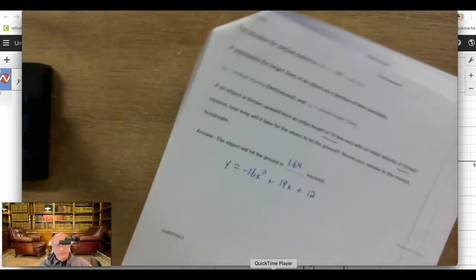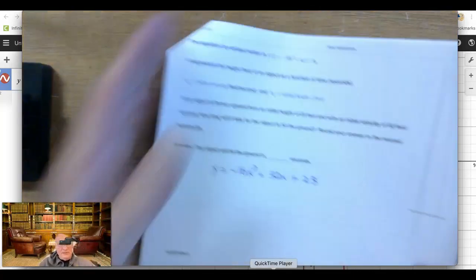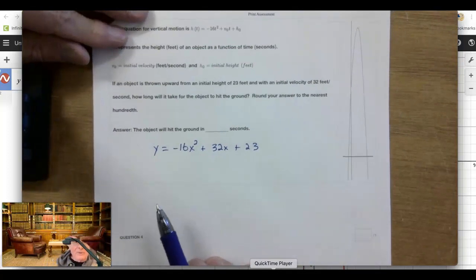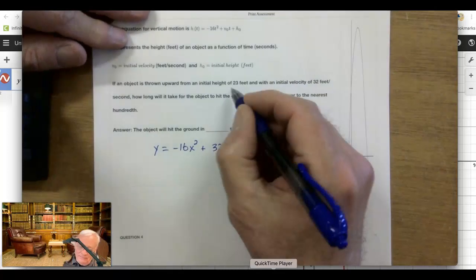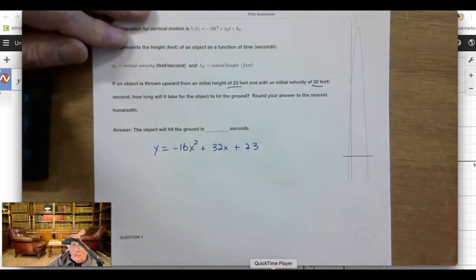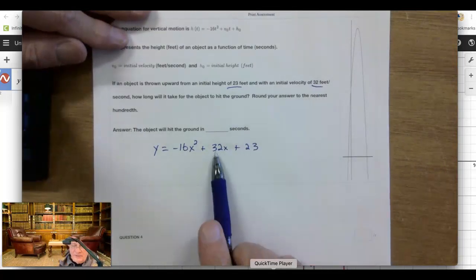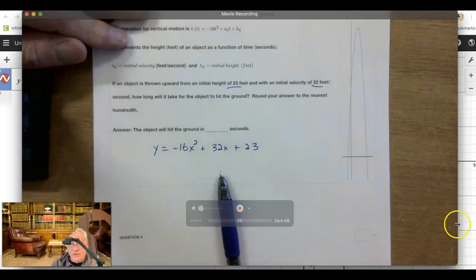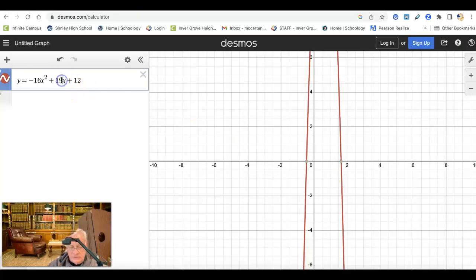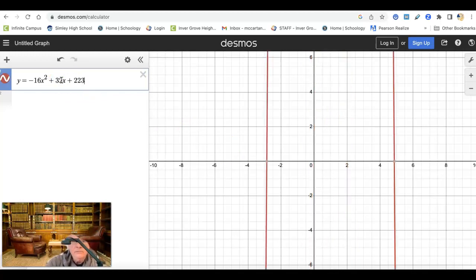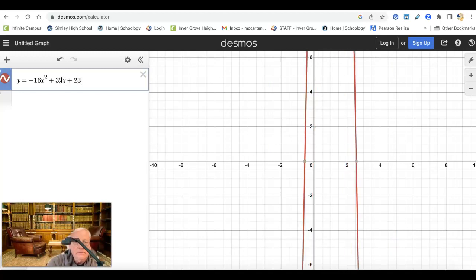We're just going to keep going. I don't have a lot of time here, so I've got to hustle through these, or the video will run out. All right, the next one, again, you're given two numbers: 23 feet high, 32 feet per second to start. Put the 32 here, the 23 here. Go to Desmos. Guys, it always starts with negative 16x squared, so just leave that in there. All right, click right. There's your answer.